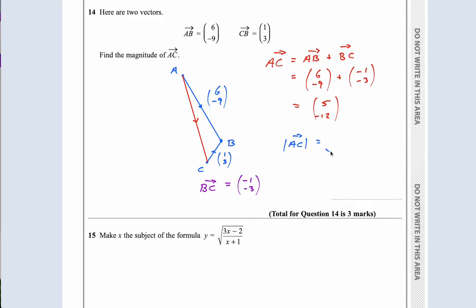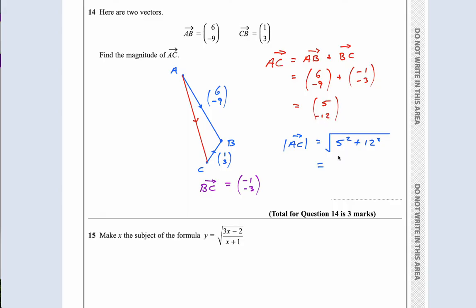So it's actually the square root of 5 squared plus 12 squared. If you want to write it as plus negative 12 squared, fine, but often students make a mistake with the minus. Because it's distance, you don't even have to worry about the minus. Just put 5 squared plus 12 squared.